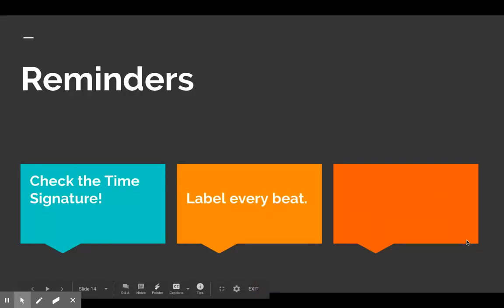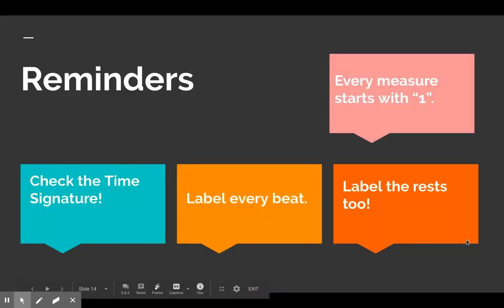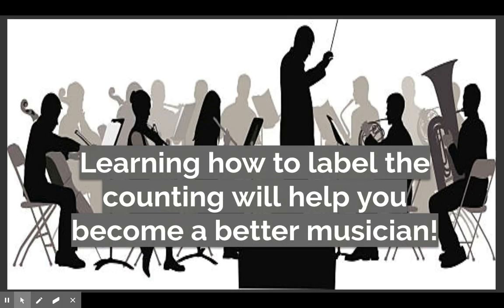So reminders: check the time signature, label every beat, label the rests too. Every measure starts with 1. Learning how to label the counting will help you become a better musician.